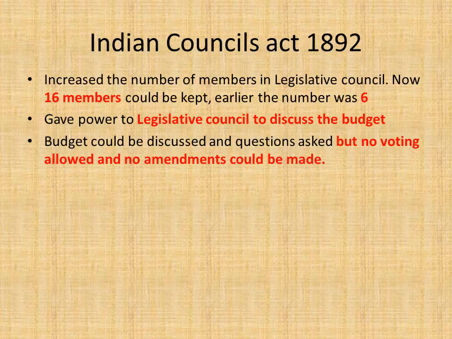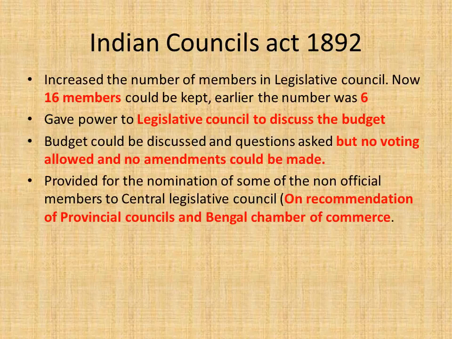Now, an important thing that happened with this was that the Indian National Congress started an agitation against this, and many of the politicians came out with a tagline: no taxation without representation. So we'll see in the coming act that the Britishers had to give in to this demand, and voting was allowed on the budget also. We'll discuss that later on.